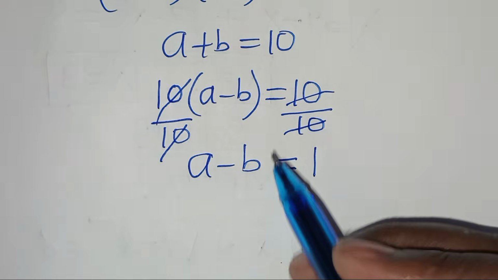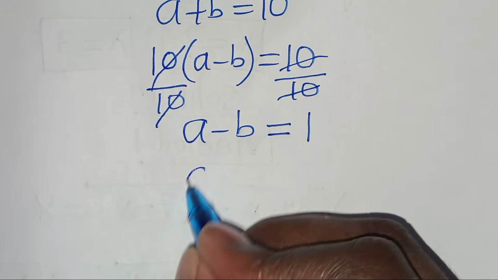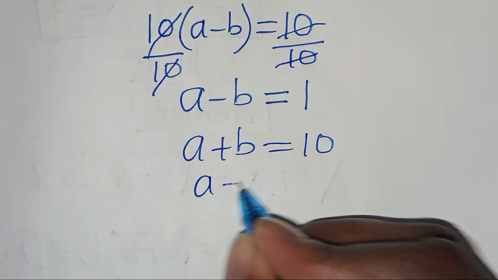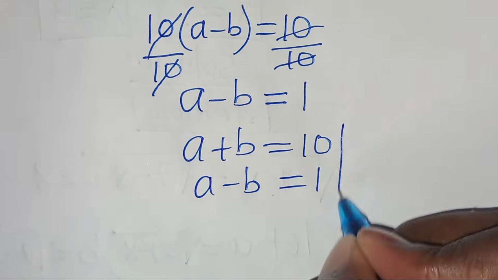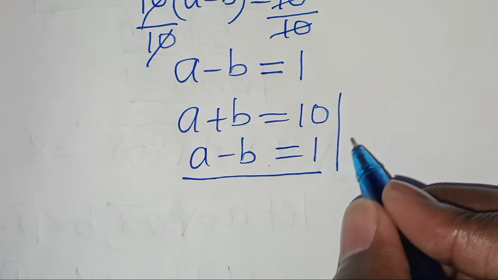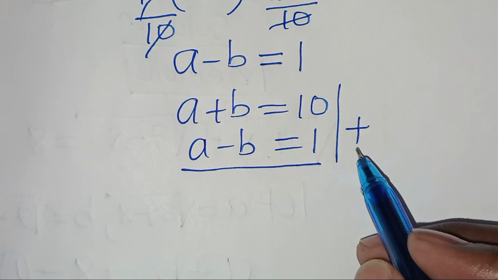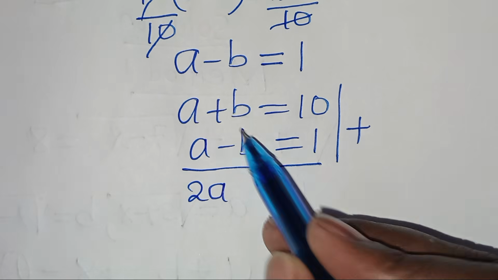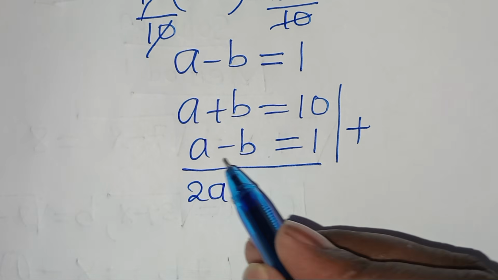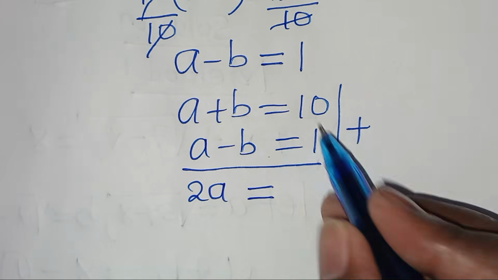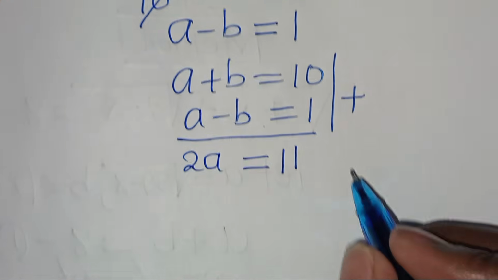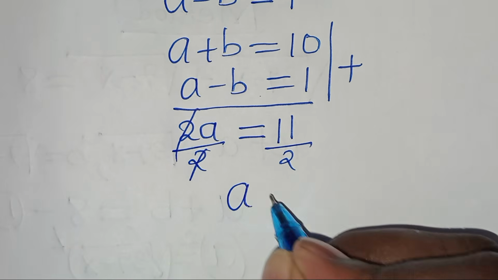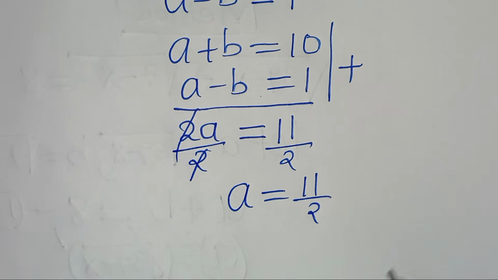Now, given that we have a plus b is equal to 10, and we have a subtract b equal to 1, these are systems of two linear equations, so let's sum these two equations. We have a plus a, this is 2a. Then we have plus b plus minus b, this simplifies. Then we have 10 plus 1, this is equal to 11. So that we have a is equal to 11 over 2.